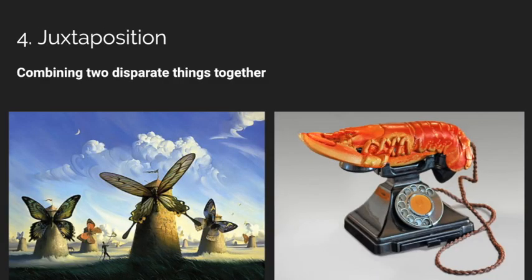So juxtaposition, combining two things that don't go together and putting them together. So putting a butterfly on a windmill, or putting a lobster on a phone. Very similar to dislocation. Really, with a lot of these, there's overlap, right? Because obviously the scale is also being changed here, and it's being dislocated, and it's being juxtaposed to the windmill.